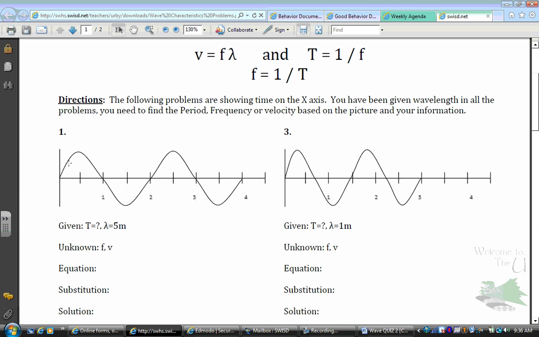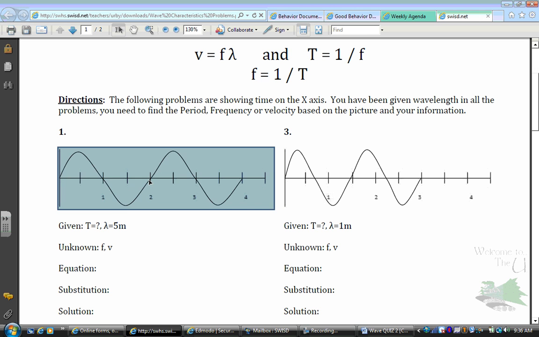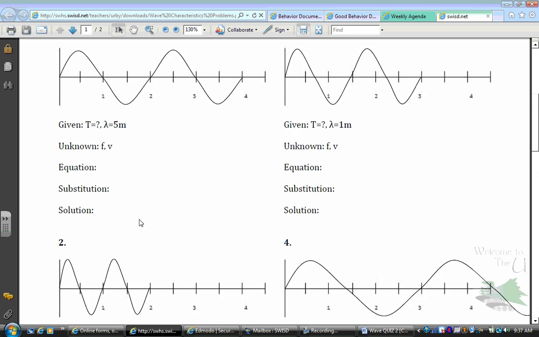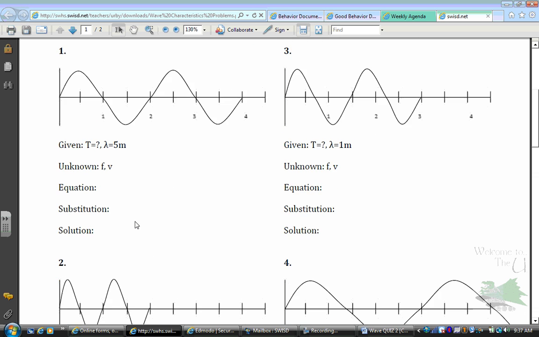So you would trace the area of the wave where you would actually want to mark it. This is 1 wave cycle, so the period of this wave is actually 2 seconds. The wavelength was given to you, so it's 5 meters. And from that, you can calculate the frequency using this equation right here, and you can calculate the velocity using this equation right here. I want you to go ahead and make sure that you finish this in class so that if you have questions you can ask.